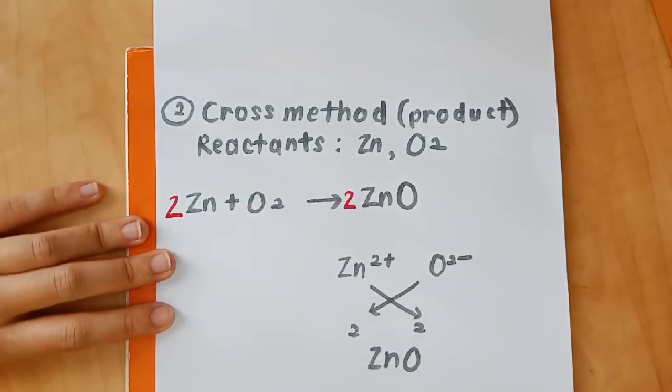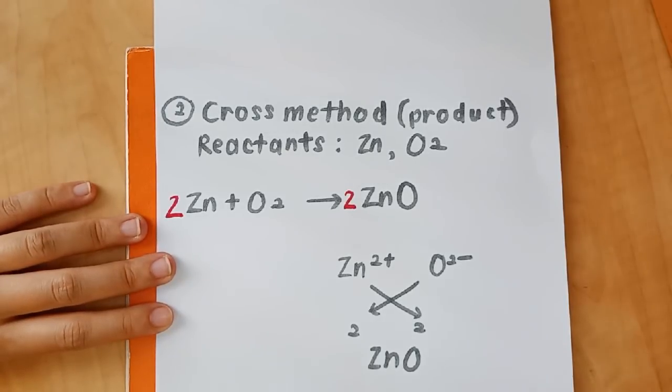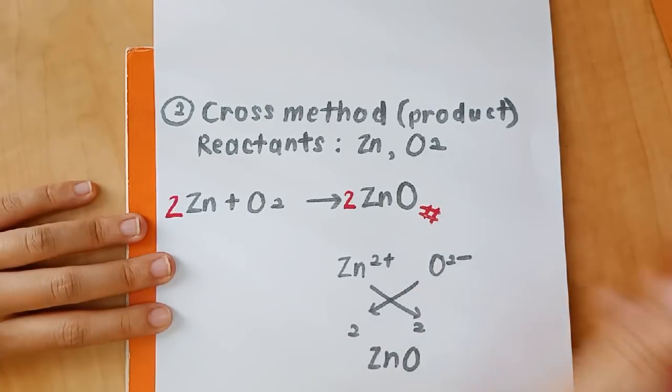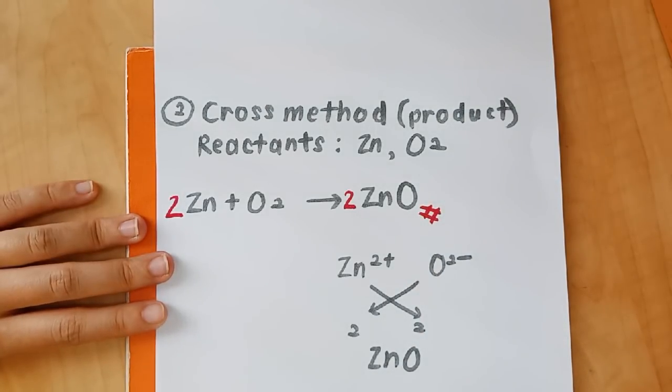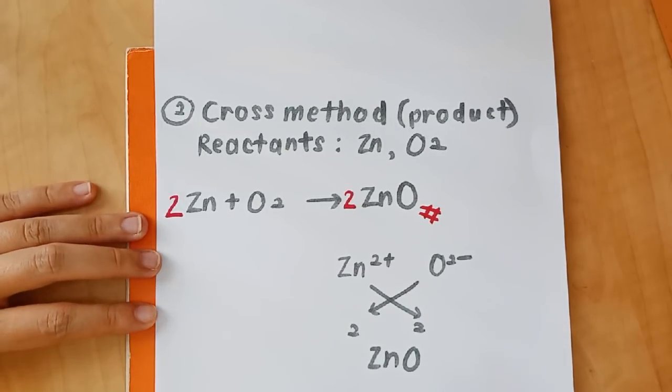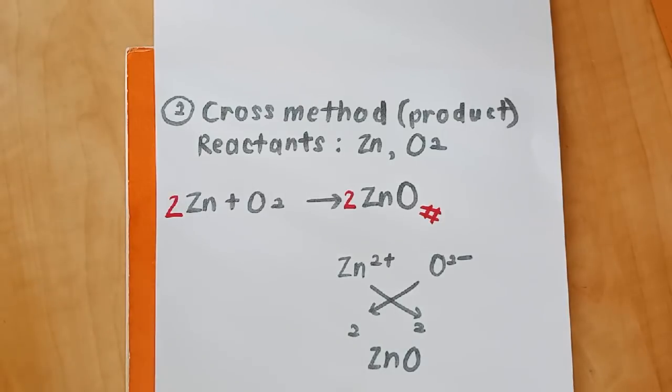But once you multiply the oxygen by 2, you have 2 zinc as well. But before the arrow, you only have 1 zinc. So that's why you have to multiply the zinc before the arrow by 2. And there you have it, a balanced chemical equation. So this is the basic of balancing any chemical equation at all.